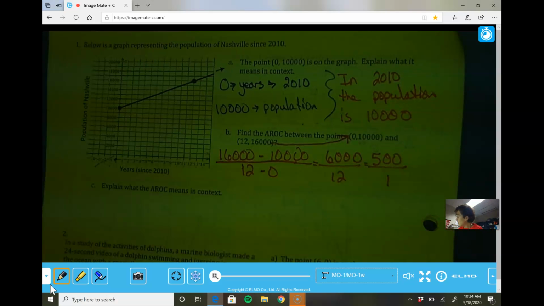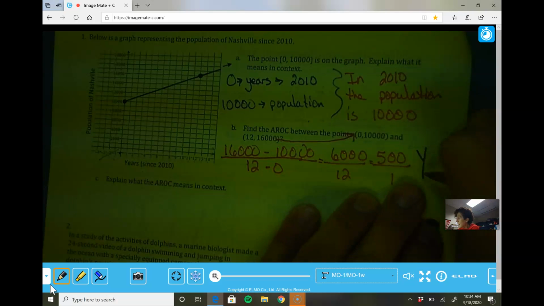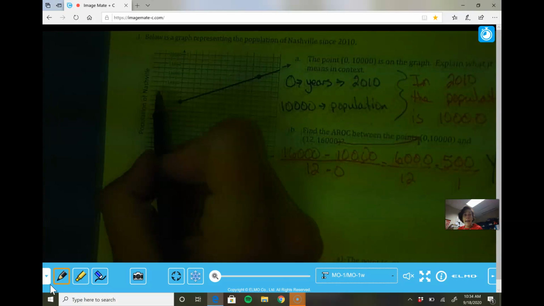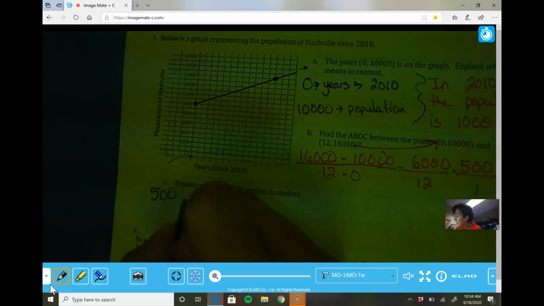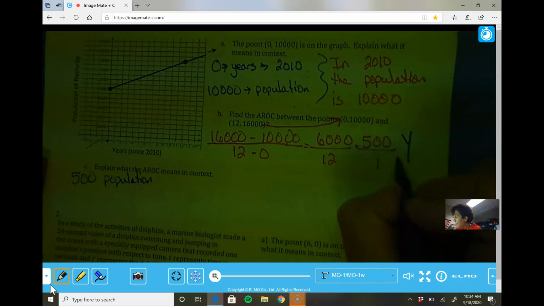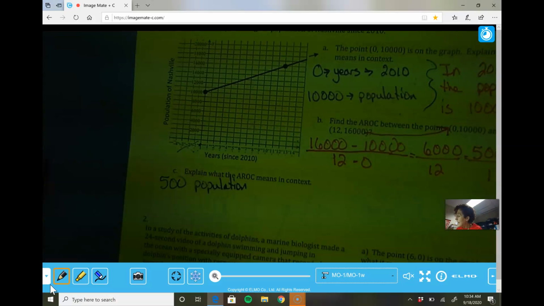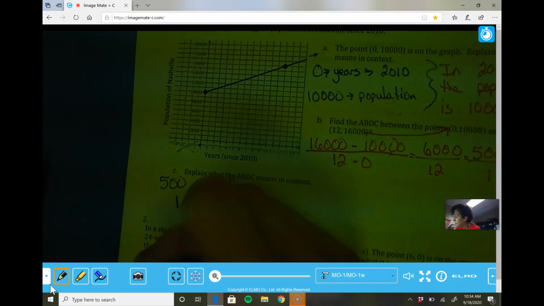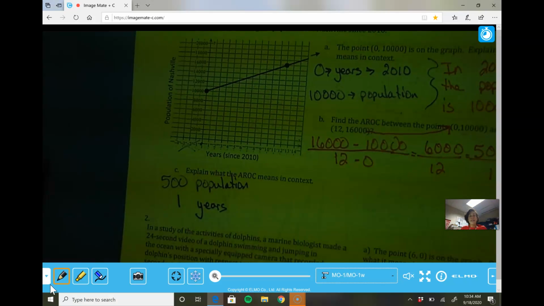So remember, your entire numerator is y. And when I look at the y-axis, that's the population. So this 500 is my population. And then when I look at the denominator, that's the x. Everything about it is x. And when I look at the x-axis, that's the years. And then this is a rate of change. This is how the population is changing.